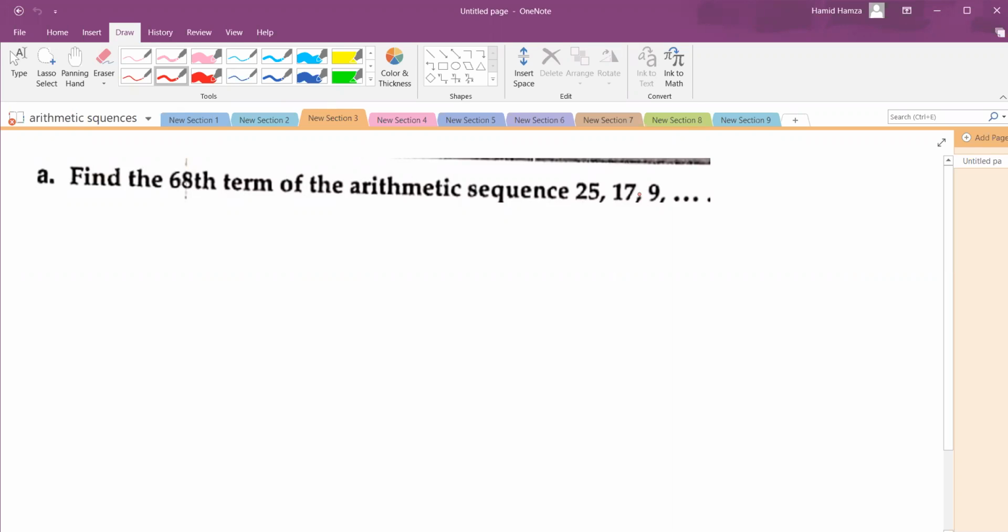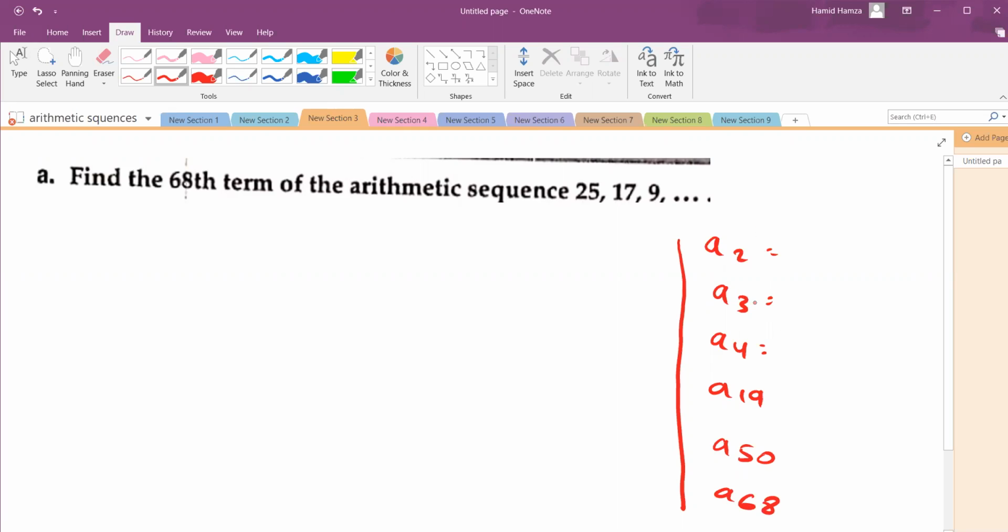Before we start solving this one, I wanted to show you a shortcut to represent any term of a sequence. A2, A3, A4, A19, A50, A68. To write any term directly, it will be A1 plus D, like this.